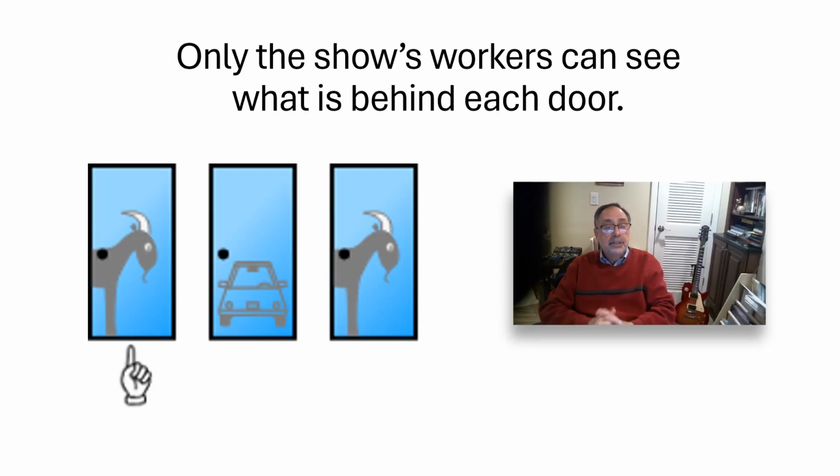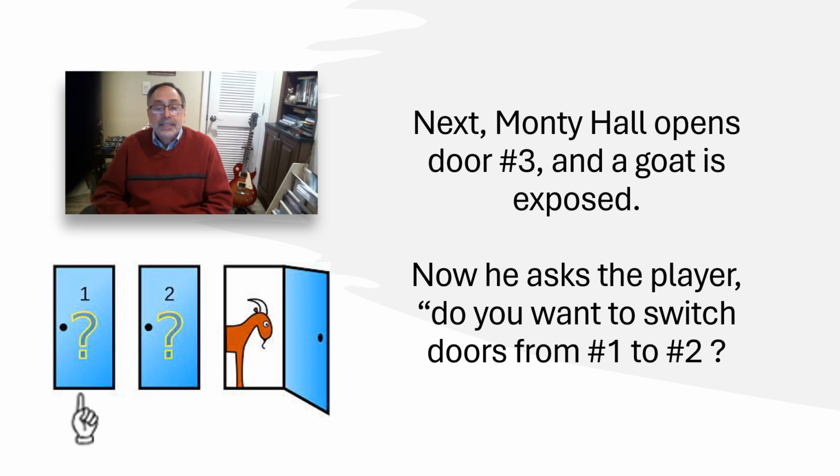Now, the workers in the show, and presumably the host, know what's behind the doors. So here we have X-ray vision. We've got the goat in numbers 1 and 3, and the sports car in door number 2. Now that the contestant has picked door number 1, Monty Hall, the host of the show, exposes the contents of what's behind one of the doors. He opens door number 3 and shows that there's a goat there.